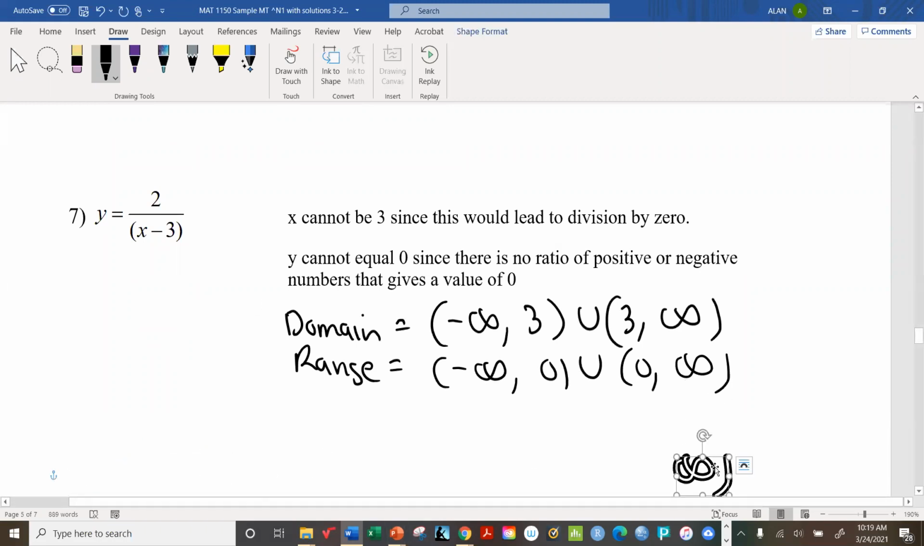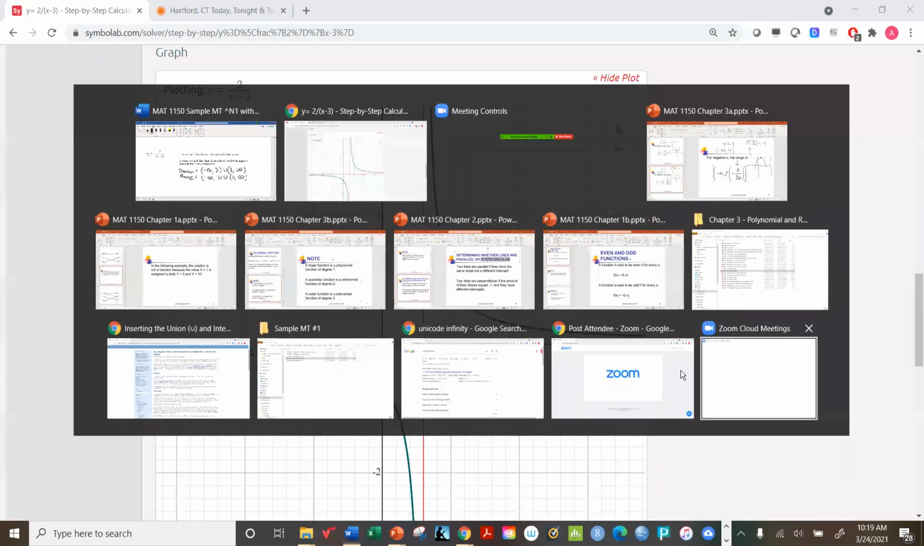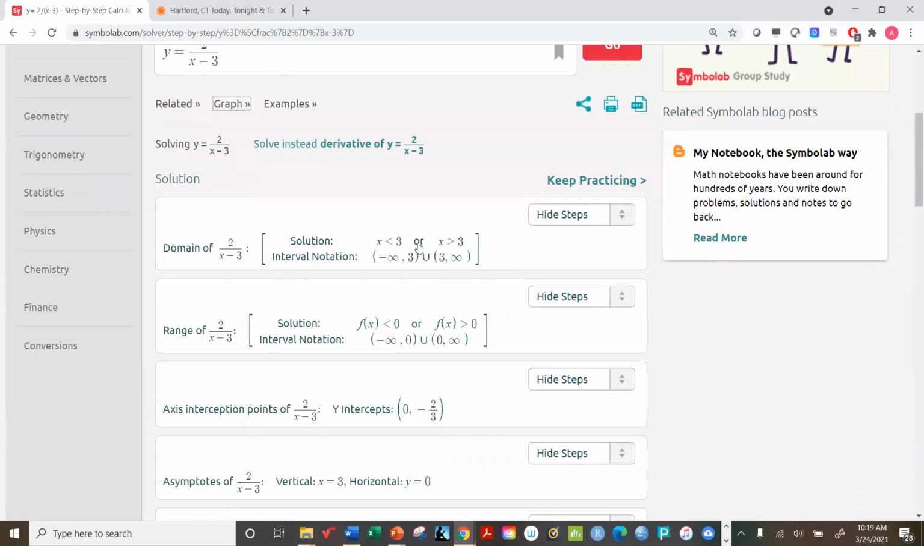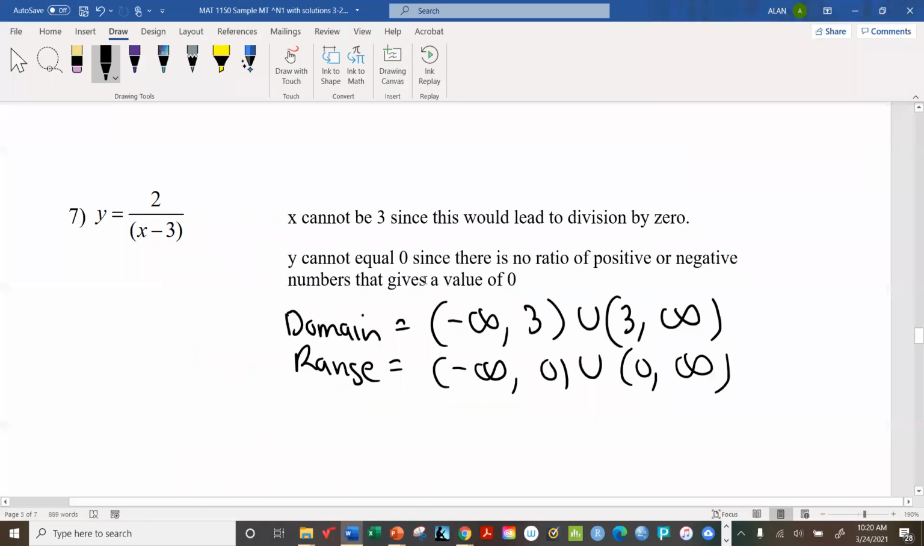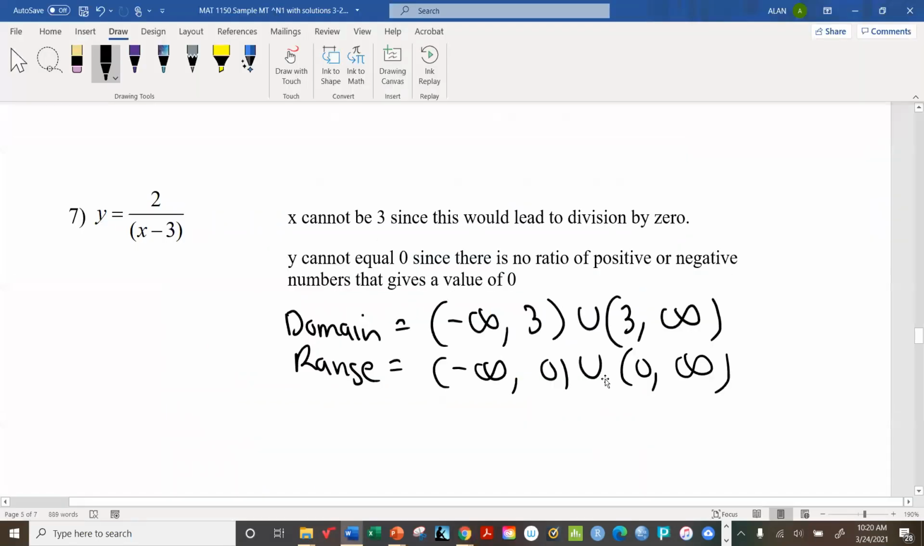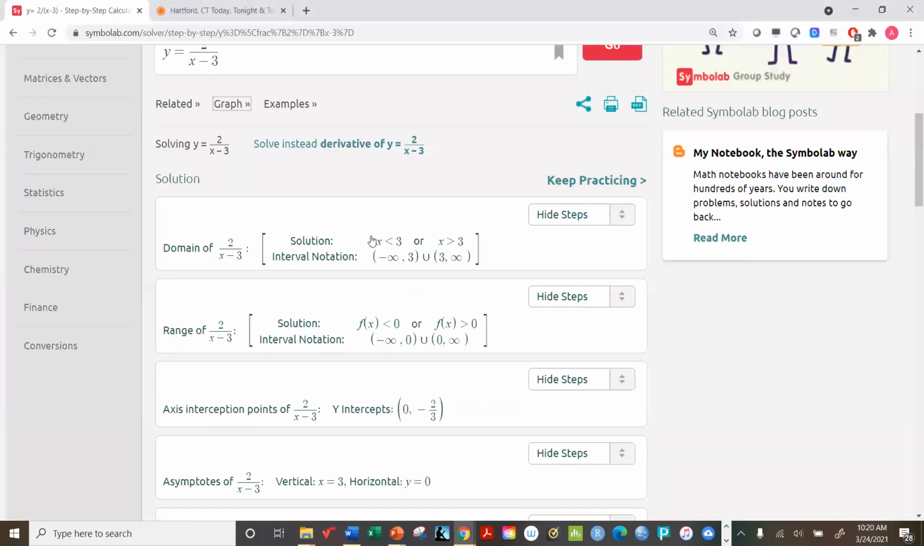Okay, oops. Now, why don't we do this? If you go into Symbolab, it tells you anyway. It's right there. So negative infinity up to 3, 3 up to infinity, and down here it's negative infinity up to 0, and 0 up to infinity. Now, what it does is tell you the answer. It does not tell you why for the most part.